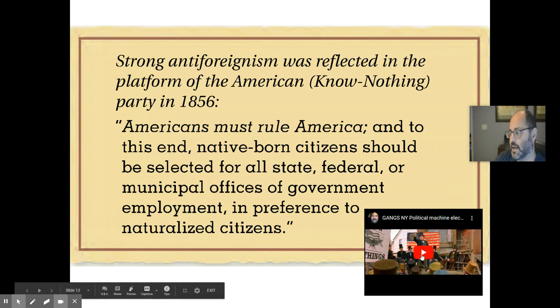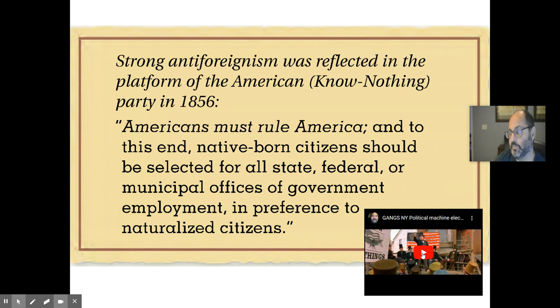But this is the political machine that was there in the United States. And one of the things that they tried to do was to take the Irish and the German immigrants that were coming off the boats and get them to be a part of the Democratic Party. And they did that by just kind of roping them in. You'll see.